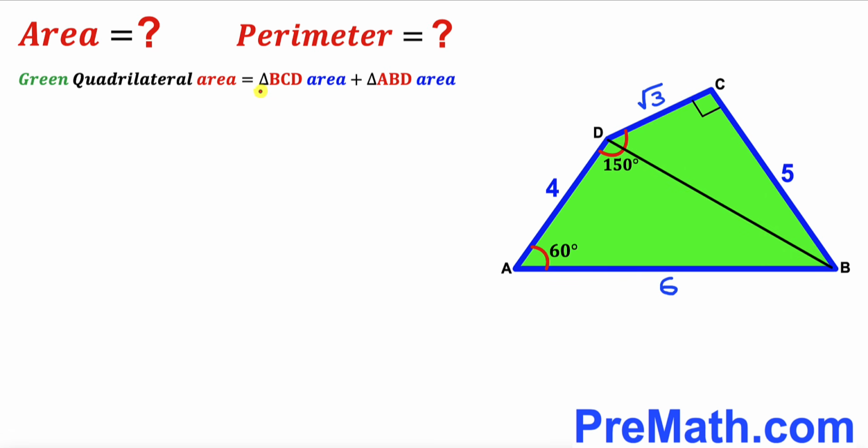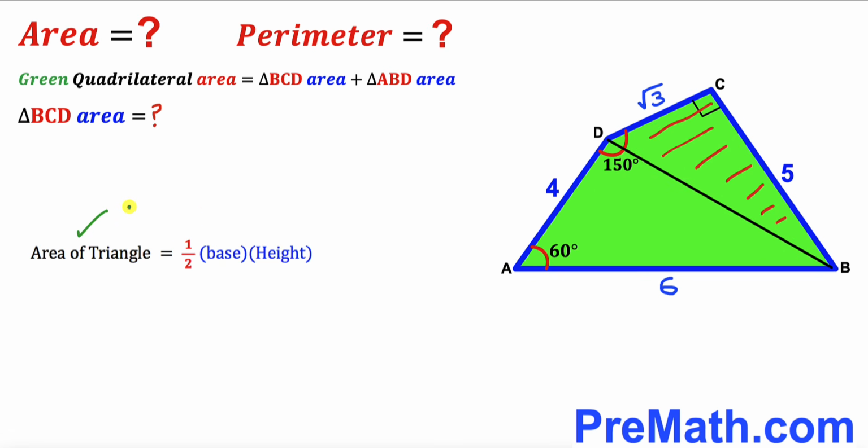So therefore now we are going to calculate the area of triangle BCD and the area of the other triangle ABD as well. And now we are going to calculate the area of this right triangle BCD. And let's recall the area of a triangle formula. Area is always equal to a half times base times the height of the triangle. And in our case, the base of this triangle is square root of 3. The height of this triangle is 5.